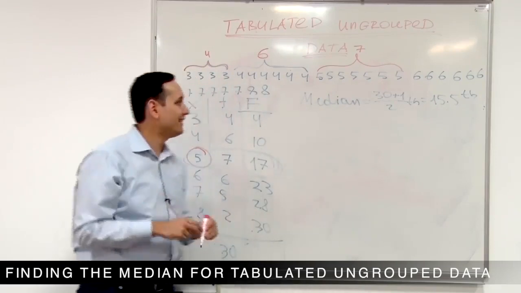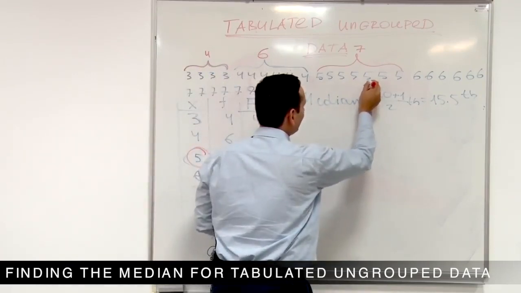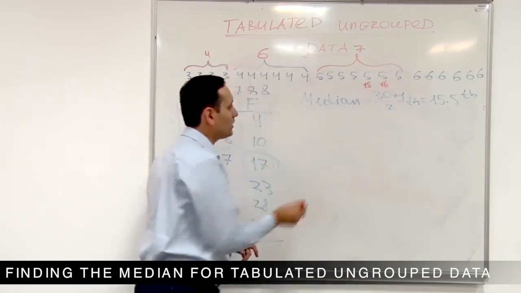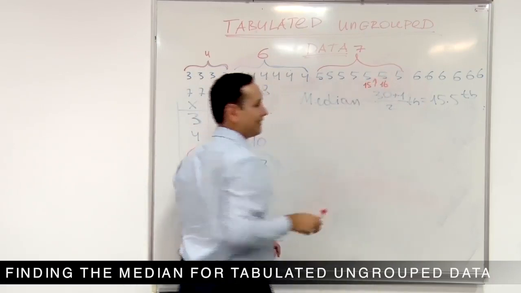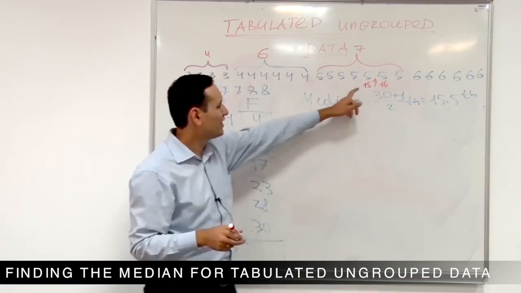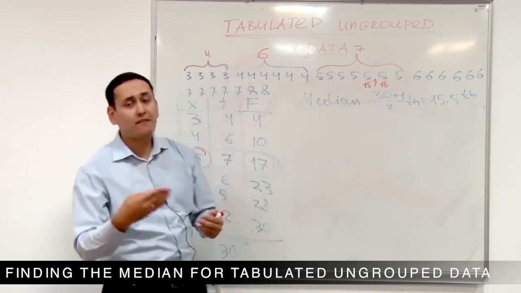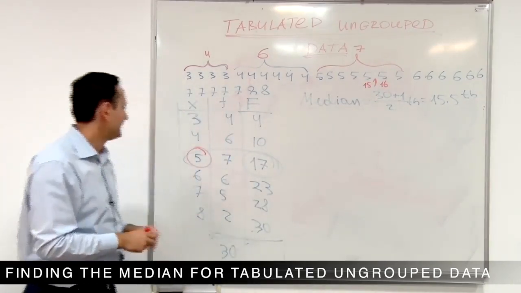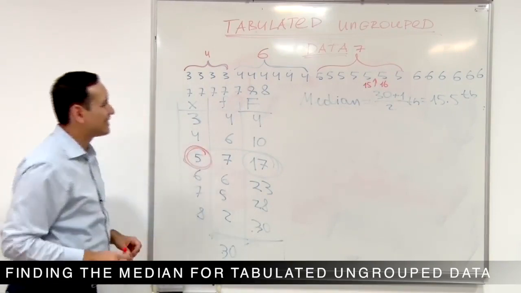So our median is between the 15th and 16th numbers, the 15.5th value, which sits between number 5 and number 5. And the average of these 5s is obviously 5. So that's why our median number is 5.